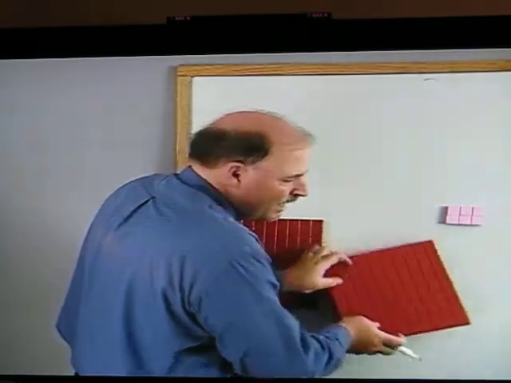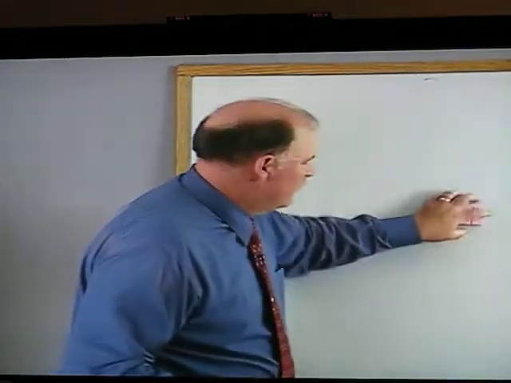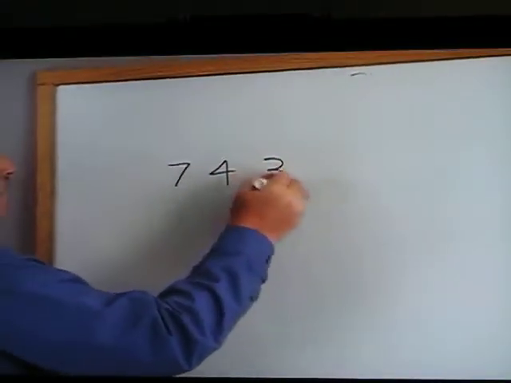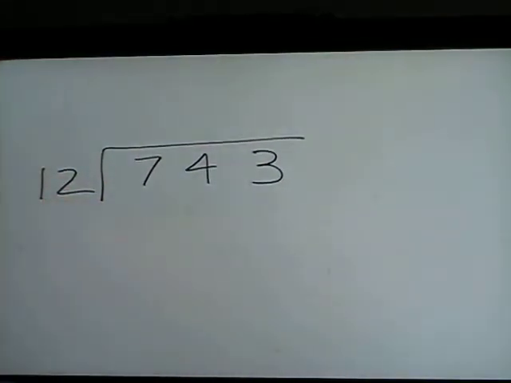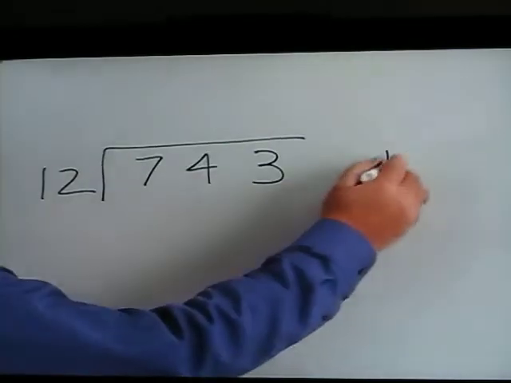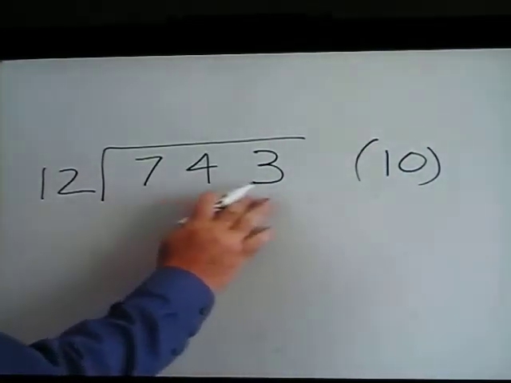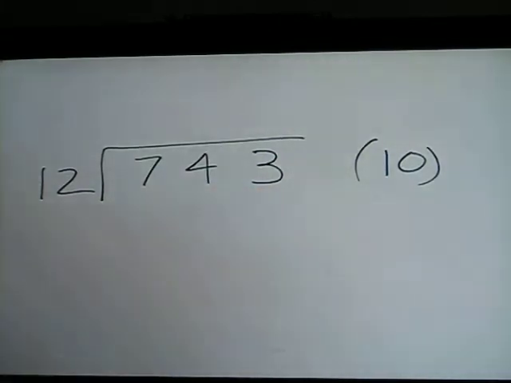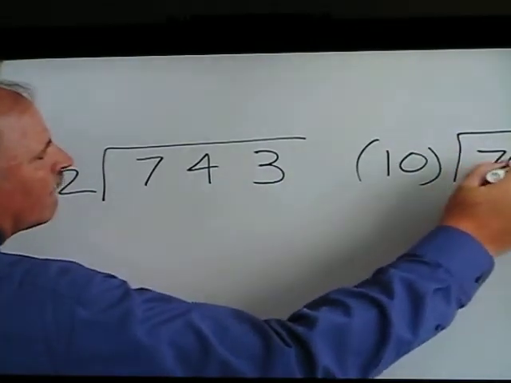743 divided by 12. Okay, now let's just do a quick estimate first. What does the 12 round to? 10. Put that in parentheses. What does the 743 round to? Nearest hundred? It'd be 700.